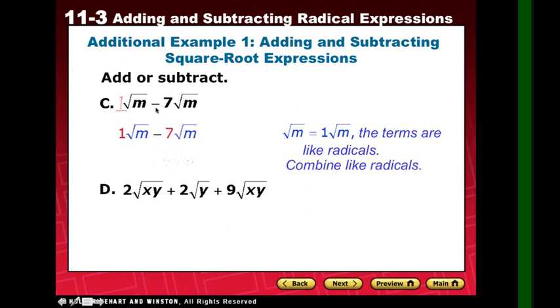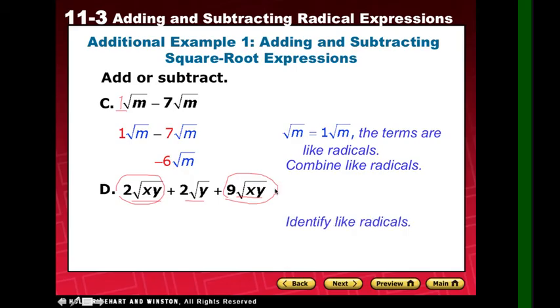So, we have negative 6 square root of m. For this one, as you can see, the two radicals are the same, but there is one that is not the same, which is y. The xy and xy are the same. Meaning to say, this portion and this portion, we can combine them.